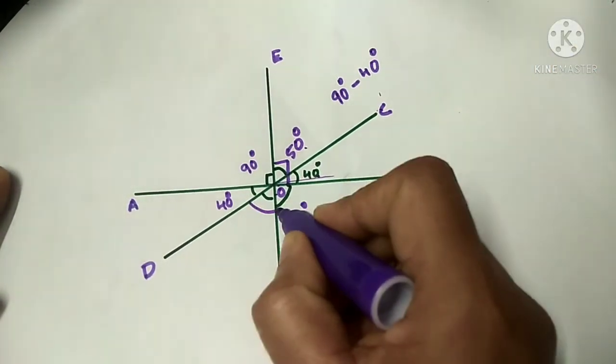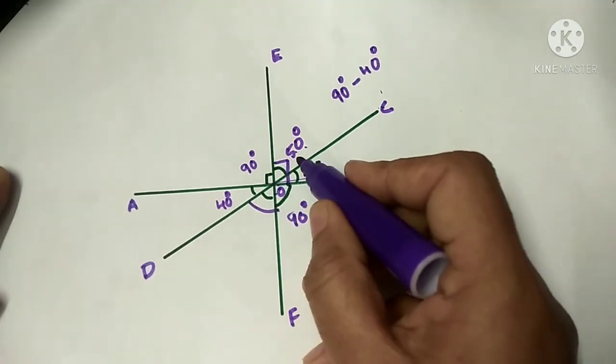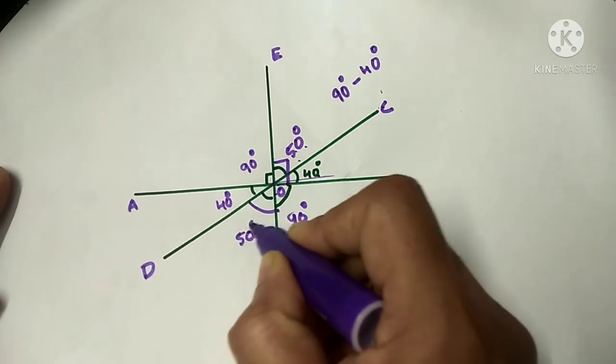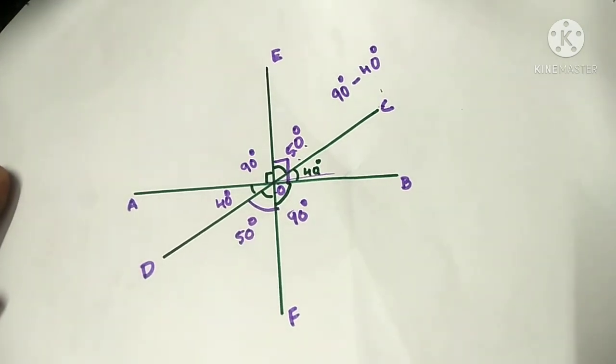So what will be this angle? This angle is opposite to angle EOC. So we can write this angle as 50 degrees. Now we get all the angles. Okay.